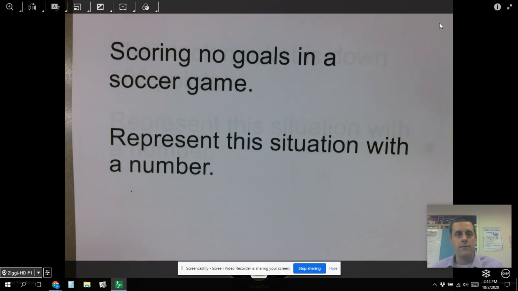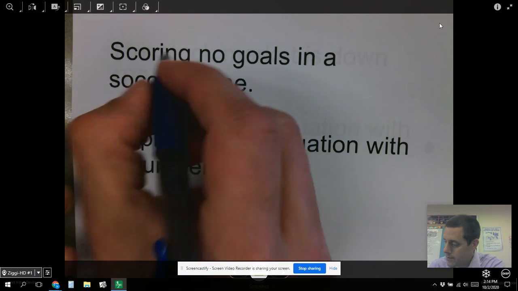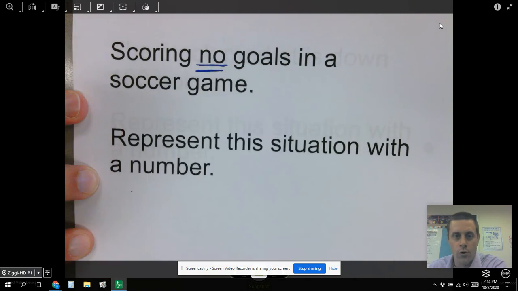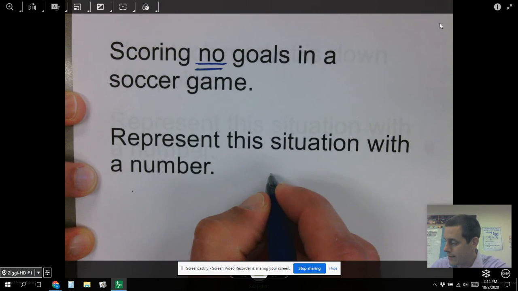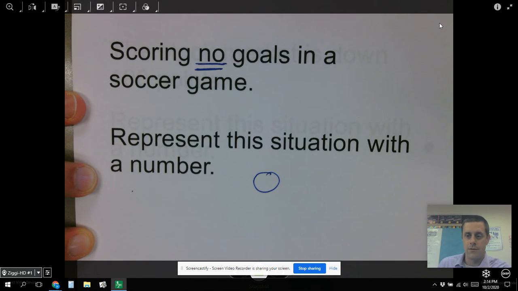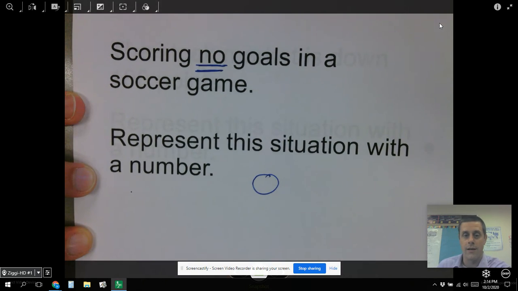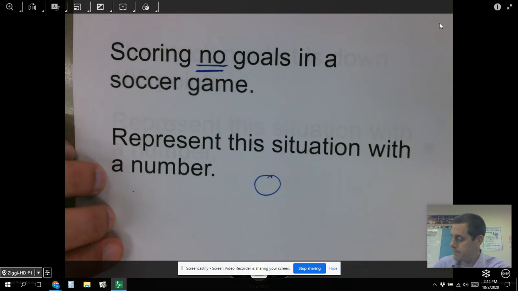All right, here's another one. Scoring no goals in a soccer game. I don't see a number anywhere in this scenario, so we need to determine scoring no goals. What number would represent no score in a soccer game? And hopefully you're all yelling out 0. Now, 0 is neither positive nor negative, so just 0 will be the integer to represent scoring no goals in a soccer game.